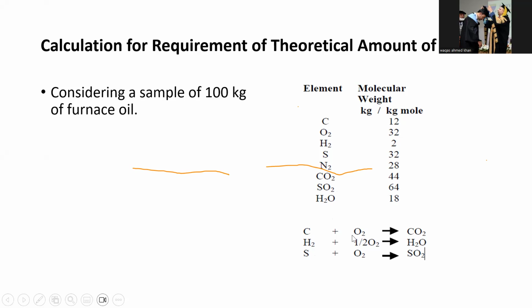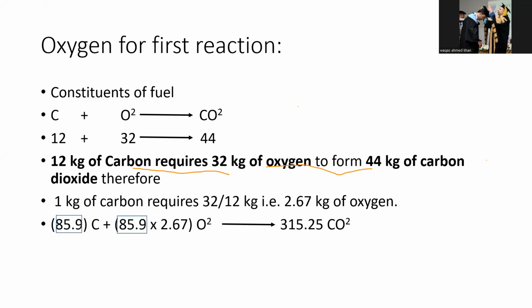So carbon reacts with oxygen to form carbon dioxide. If it's complete combustion, then we have hydrogen, and we have sulfur to form sulfur dioxide. These are the chemical reactions. Now let us consider the first reaction, and we have to follow some basic rules.